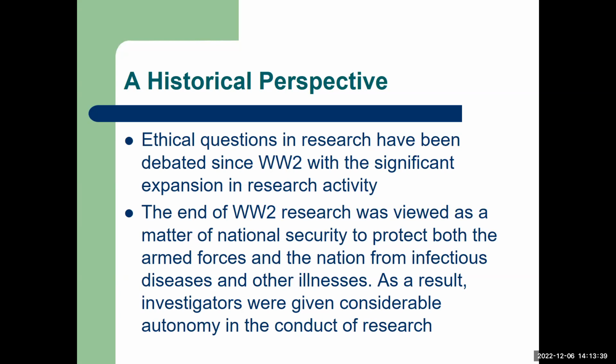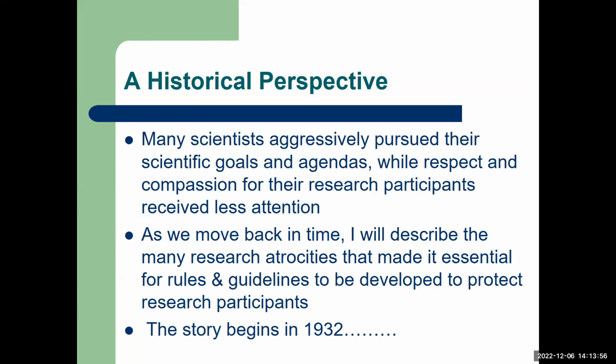So there was this flurry of research activities with many scientists, many investigators, and a lot of them had considerable autonomy in the manner in which they conducted research during that time. And unfortunately, many scientists at that time aggressively pursued their own personal scientific goals and agendas. In many instances, the respect and compassion for the participants who were part of their research received much less attention than was due. So as we move back in time now, I'm going to describe some of the research atrocities that eventually made it essential for ethical rules and guidelines to be developed to protect research participants.